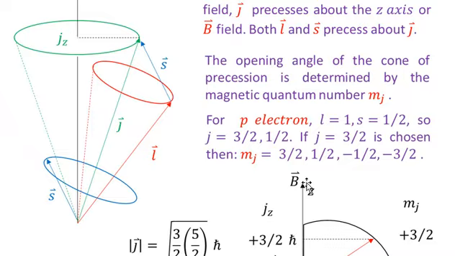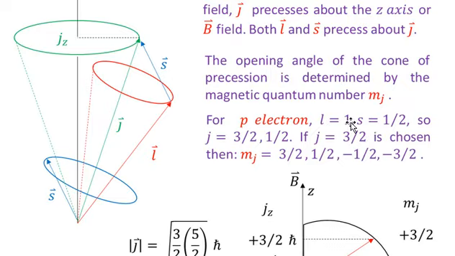Now let's discuss the p electron. We have L equal to 1, and S is always equal to 1/2 for the case of a single electron. So the values of J will be equal to 3/2 and 1/2. And if J equal to 3/2 is chosen, for example, then mj will be equal to 3/2, 1/2, minus 1/2, minus 3/2.